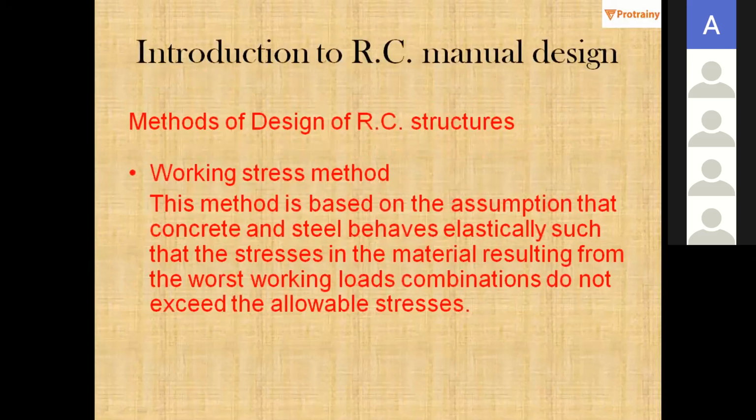Now, introduction to RC manual design. There are two methods of design of our reinforced concrete structures. I'm sure you are all aware of this. The first one is the working stress method. This method is based on the assumption that the concrete and steel behave elastically, such that the stresses in the material resulting from the worst working load combination do not exceed the allowable stress.